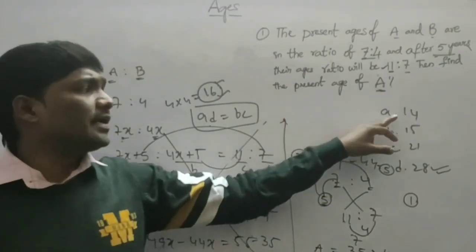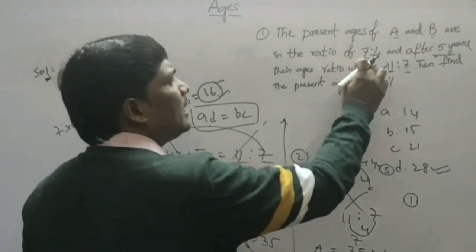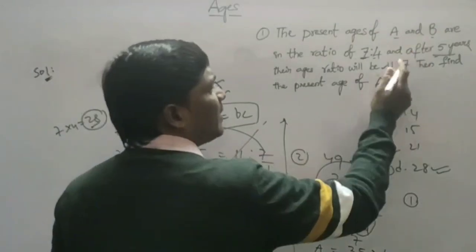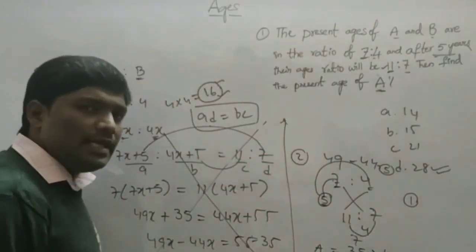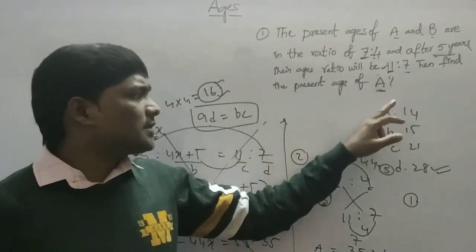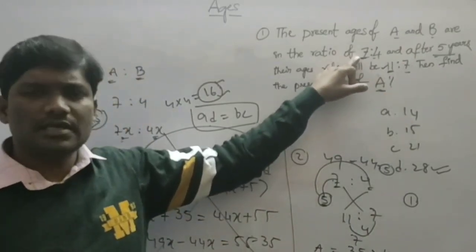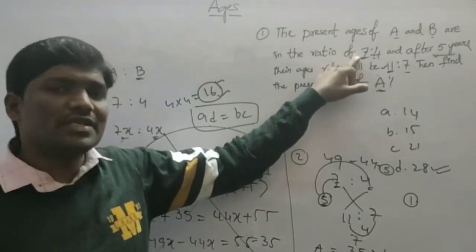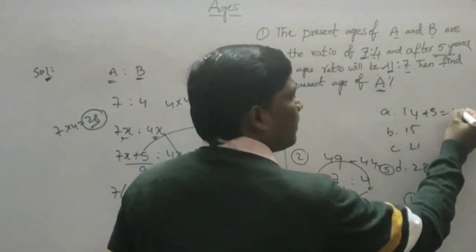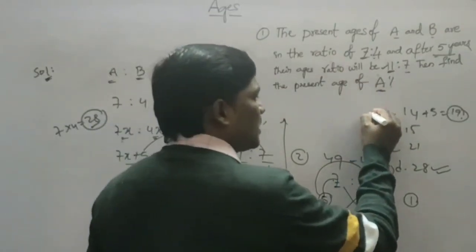Okay, so the first option here is 14. They asked to find out the A age. So in the given problem, A is in how many parts? First 7 parts. Present A is how many parts? 7 parts. After 5 years A is how many parts? 11 parts. Since they asked to find the A age, only check the A parts. Right? Okay, listen guys. First option is how much? 14. Okay, 14 is a multiple of 7. Yes, 7 twos are 14. Okay, first condition satisfied. After 5 years, 14 plus 5, 19. So is 19 a multiple of 11? No. Then the first option is the wrong option.